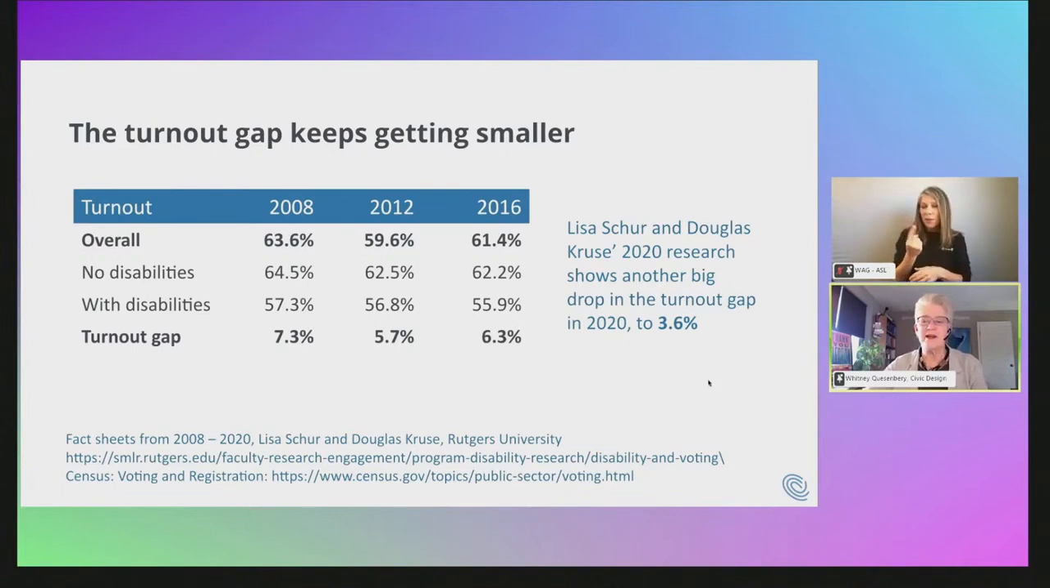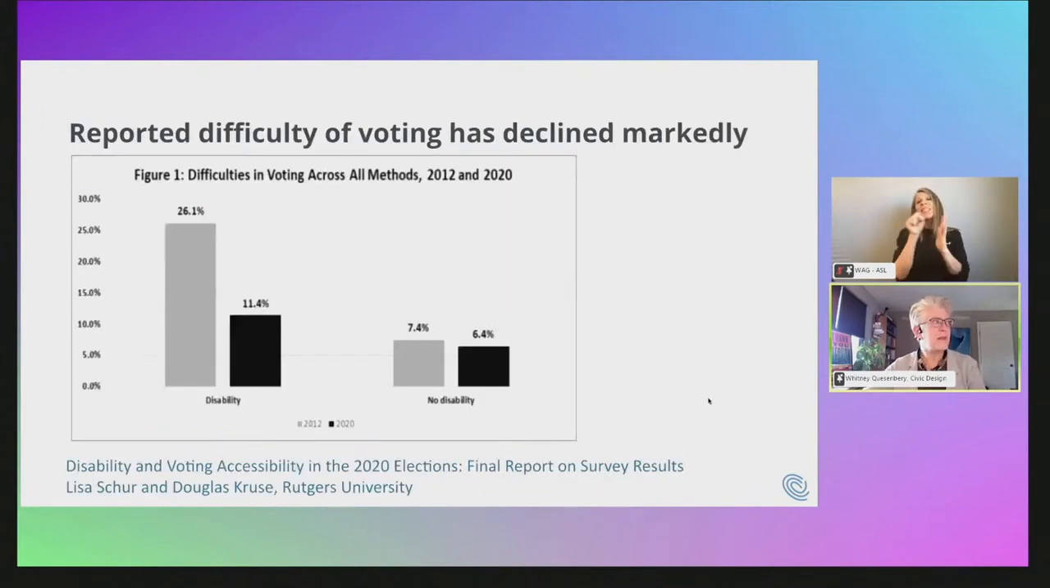This work, by the way, is done by Lisa Shore and Doug Cruz from Rutgers University. They've been doing this survey for many years. It's part of the work of a federal agency called the Election Assistance Commission, which, among other things, is charged with collecting best practices and doing research to understand the state of elections in the United States.